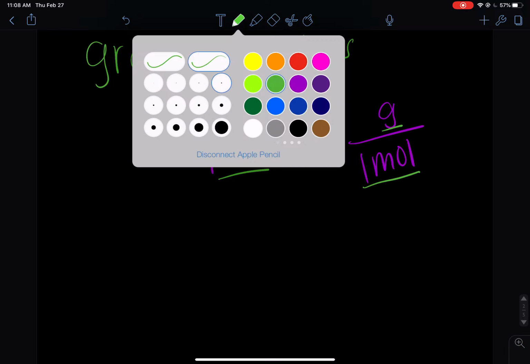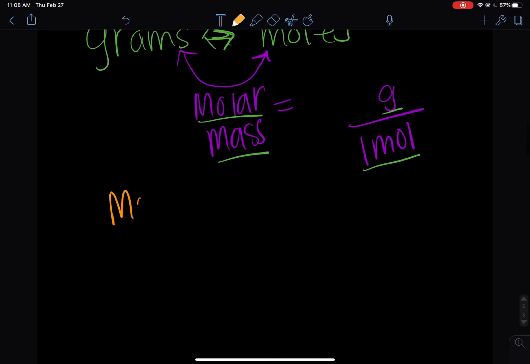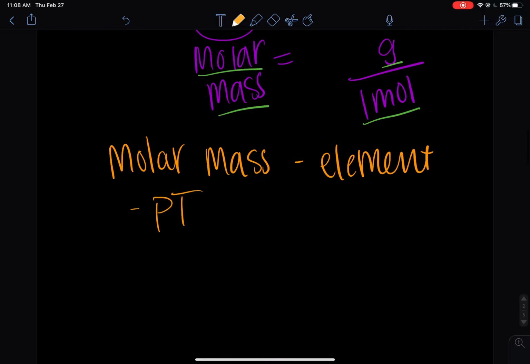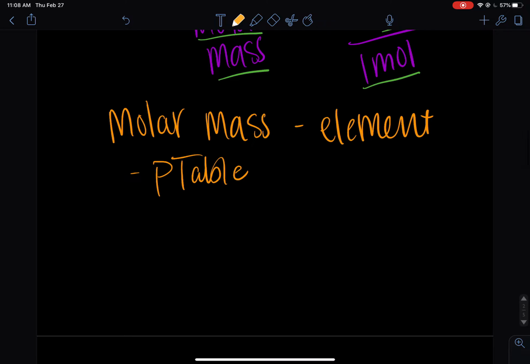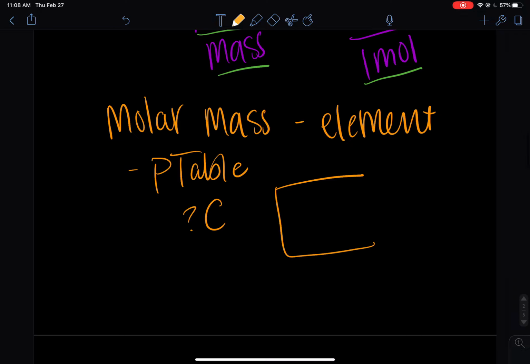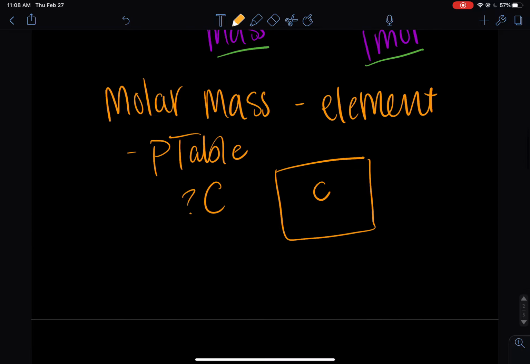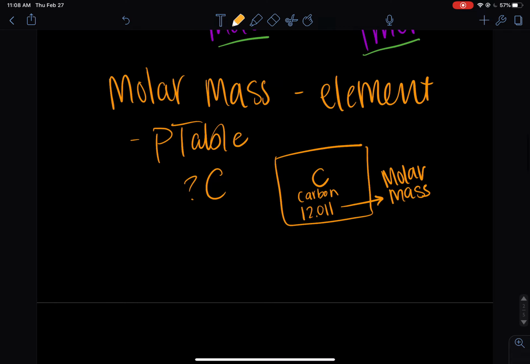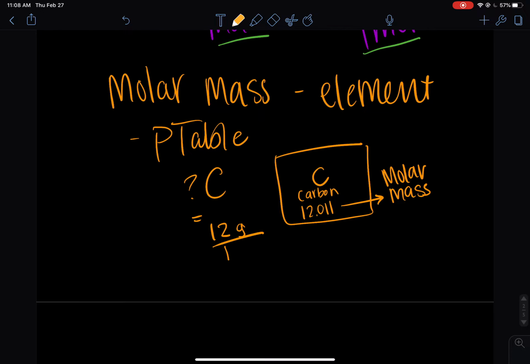Okay, so the way that you find the molar mass from an element, you go to the periodic table and you find the element. So if we were looking for carbon, we would go to carbon and find its square. We would see C, carbon underneath, and then it has 12.011. This is our atomic mass, but it is also our molar mass. So for carbon, the molar mass would be 12 grams per mole.